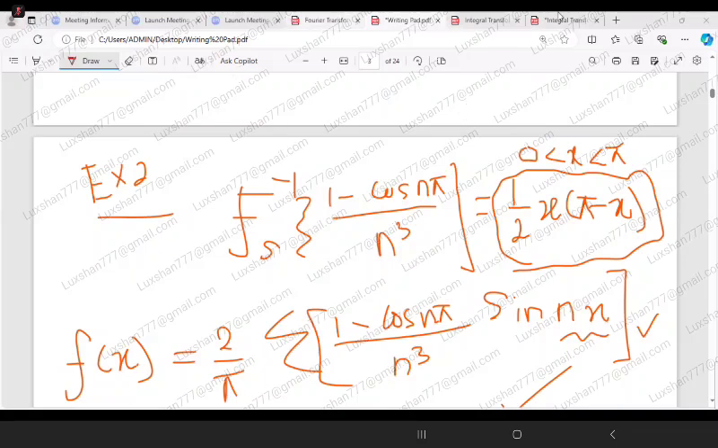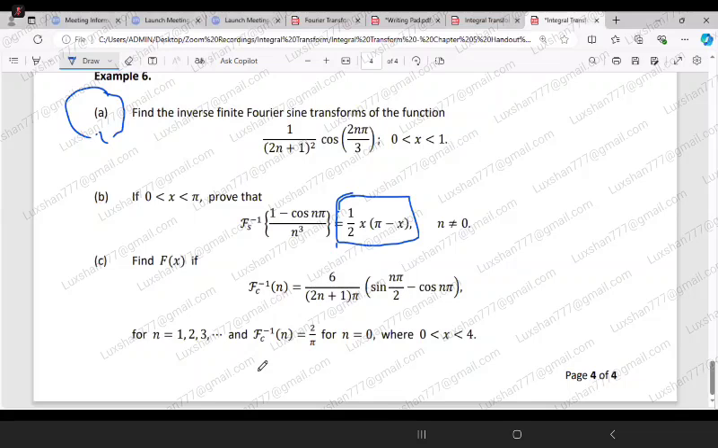Okay, fine. The last question, I think actually you can do this one. Okay. So the function is given.